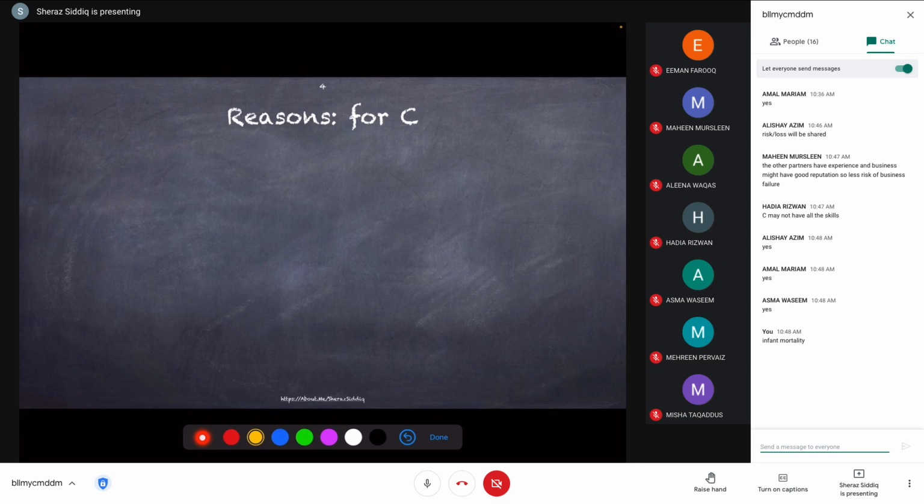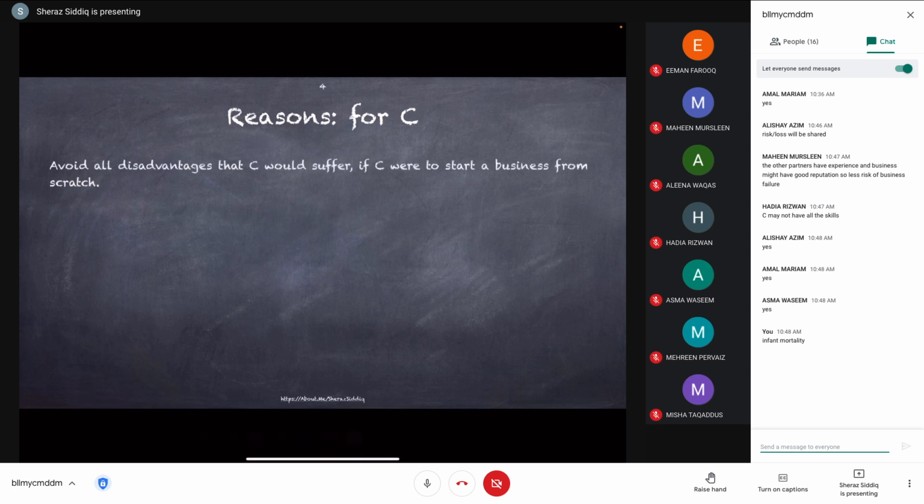So that is the first reason. C के लिए सबसे बड़ी important reason यहाँ पर ये होगी that C has to avoid these disadvantages which are associated with that risk of starting a business from scratch. And what are those disadvantages or what are the risks involved? Let me show them one by one and I'm sure you will agree with that.